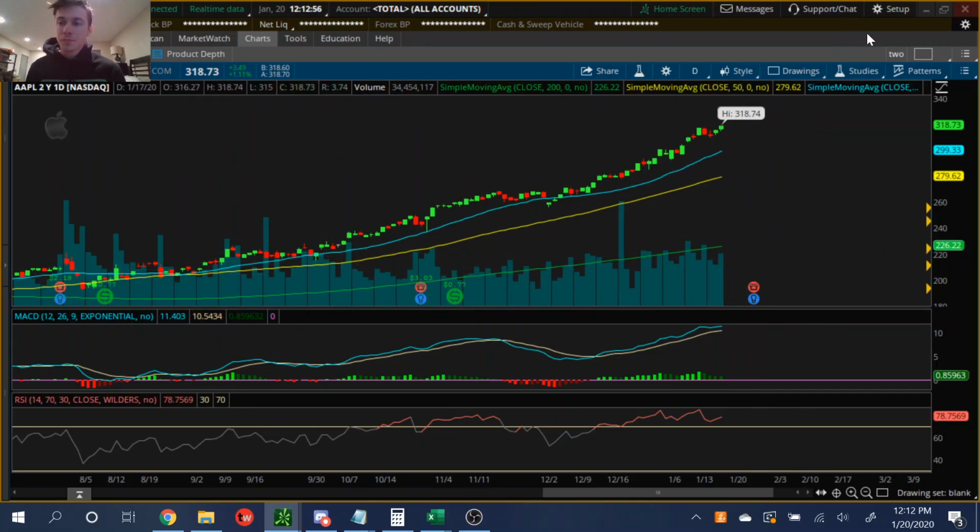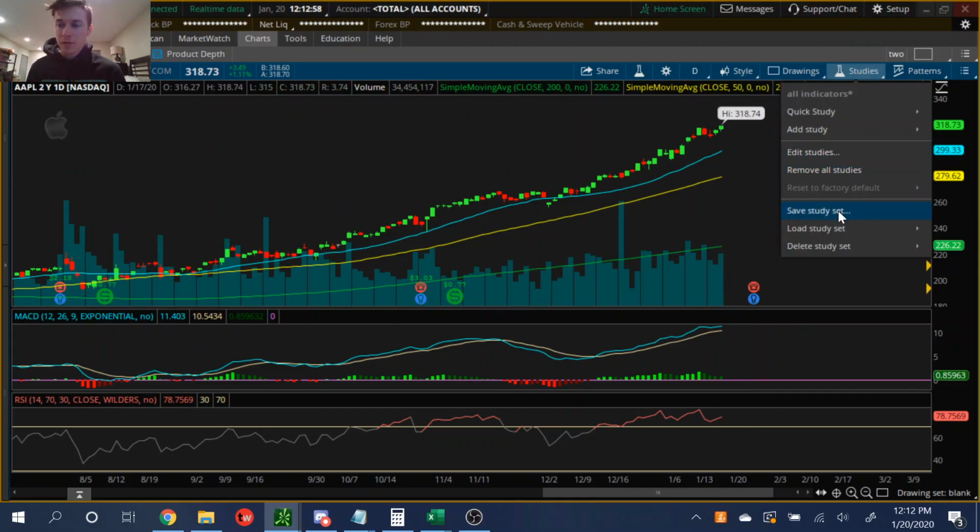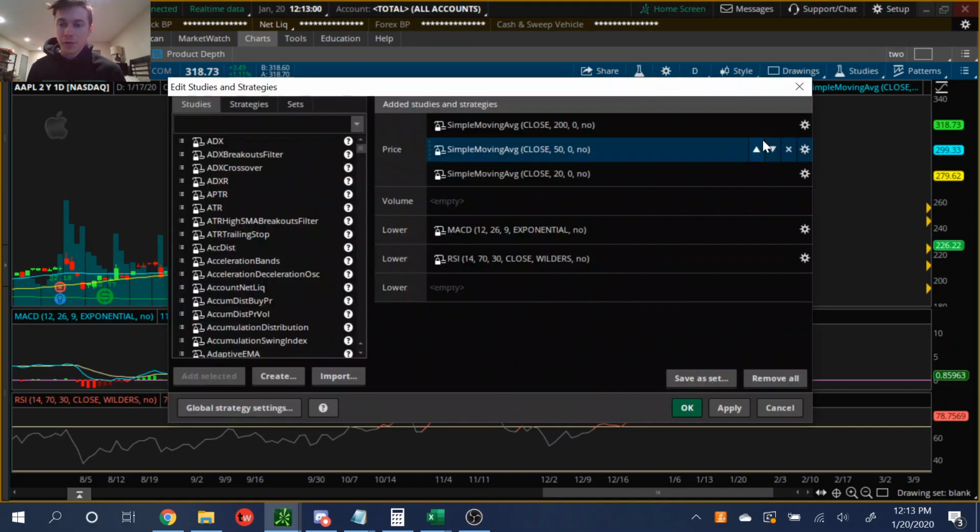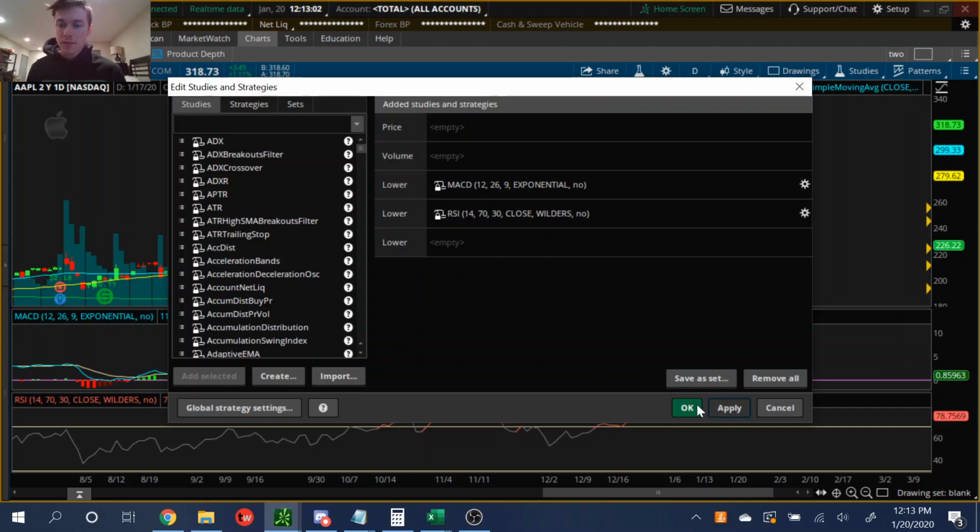So if you, I'm going to take the moving averages off so I can get a clearer picture here of what price is actually doing.